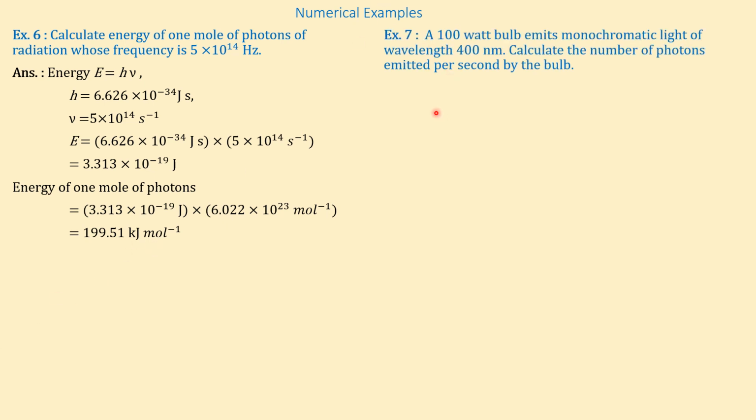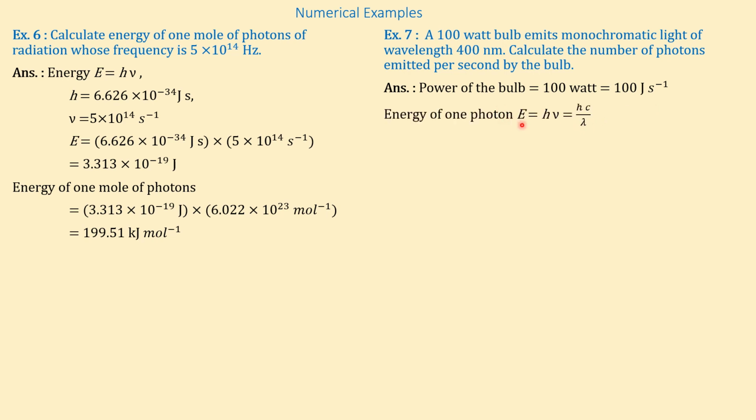Next example: a 100-watt bulb emits monochromatic light of wavelength 400 nanometers. Calculate the number of photons emitted per second by the bulb. The power of the bulb is given as 100 watts, which is equal to 100 joules per second, since 1 watt is equal to 1 joule per second.